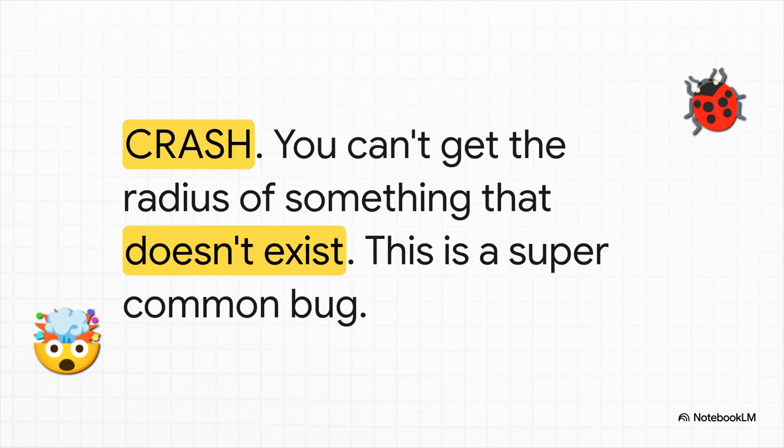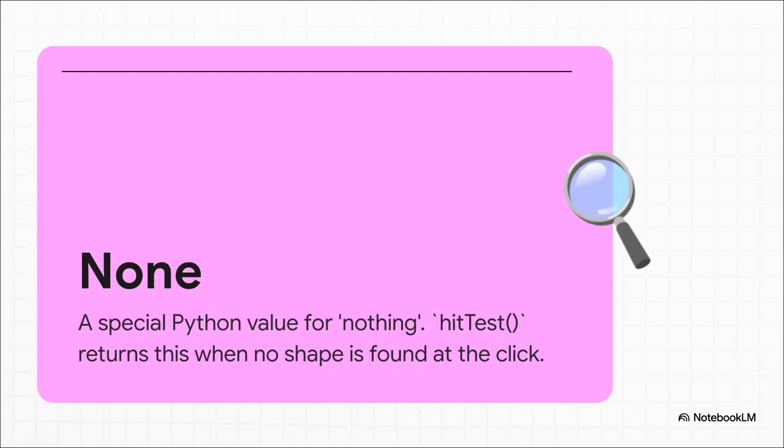Now, this is a super common bug, but the good news is, once you see what's happening, it's actually really easy to fix. The whole key is understanding that special value HitTest gives you when it misses. And that key is a special value in Python called None. You're going to see this everywhere. Think of it as Python's official word for nothing. It's not the number 0, it's not an empty piece of text, it's its own unique thing that just means the absence of a value.